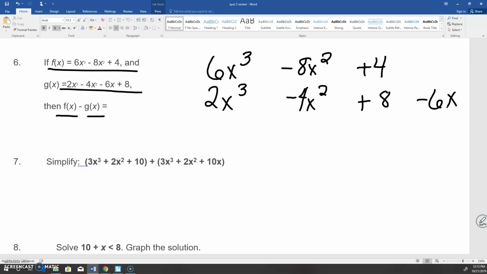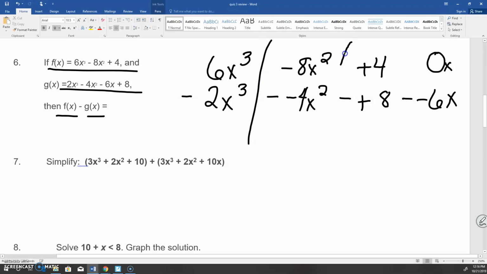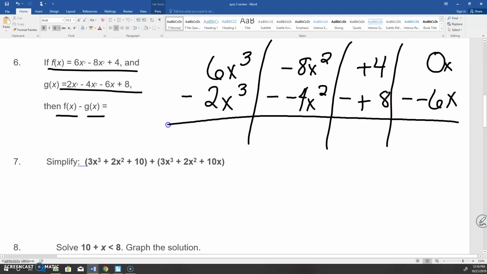What can I put up here? 0, or I can put 0x, right? So it wants me to subtract them. So each one of these should be a subtraction problem. So I have 4 separate subtraction problems there. What's 6 minus 2? And I have x to the third. Remember, you can only add or subtract like terms. These are like terms because they both have x cubed. What's negative 8 minus negative 4?